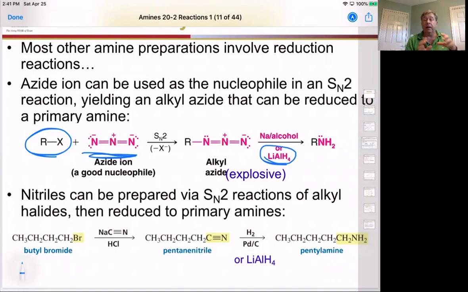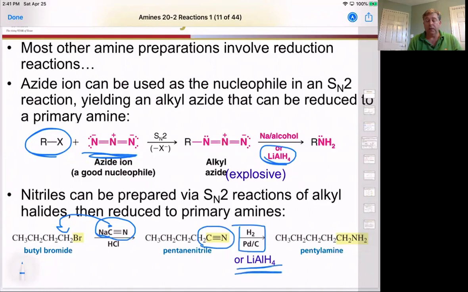We can also use our SN2 reaction, but if we want to add a carbon to the system, we can use sodium cyanide as our agent here. In this case, our carbon is our nucleophile that can come in and do our displacement on our bromide. Again, we're adding a single carbon to the chain, and we have this cyanide at the end where we're going to hydrogenate that triple bond either with palladium on carbon or with lithium aluminum hydride to generate our primary amine with an additional carbon in the chain.